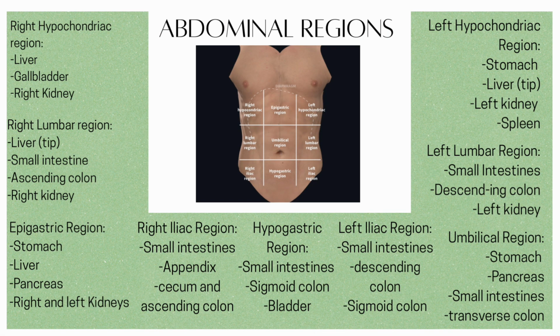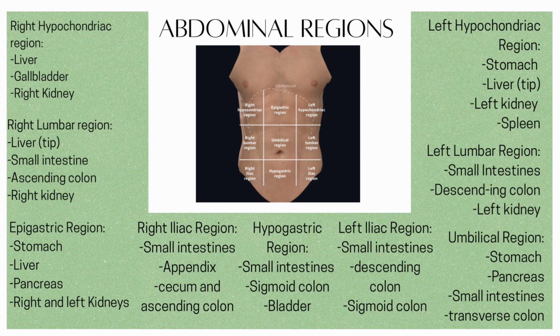Moving on to the abdominal regions, it is split into 9 regions. Starting with the right hypochondriac region, this consists of the liver, gallbladder, and kidney. The right lumbar region consists of the liver, specifically the tip, small intestine, ascending colon, and right kidney. The epigastric region contains the stomach, the liver, pancreas, and right and left kidneys. The right iliac region contains small intestines, appendix, cecum, and ascending colon.